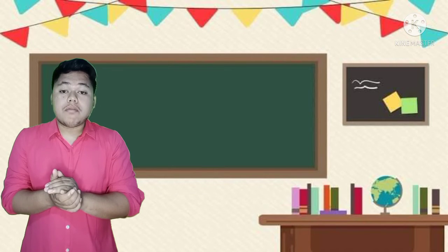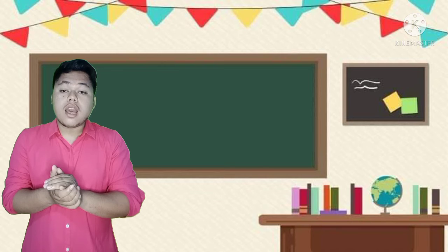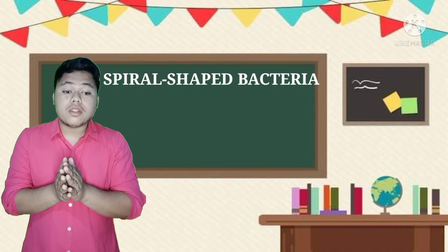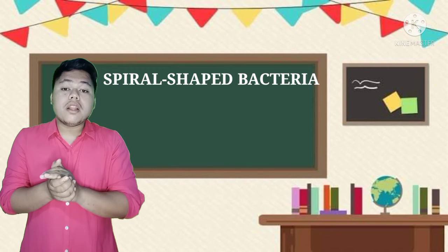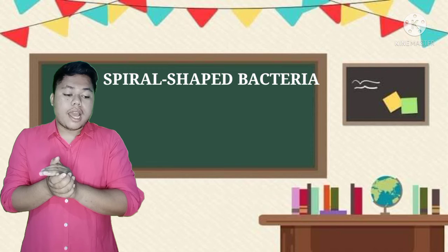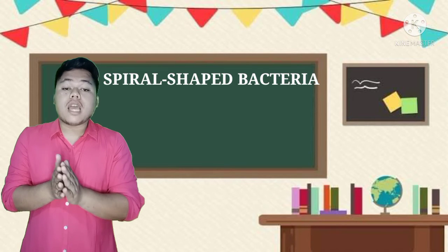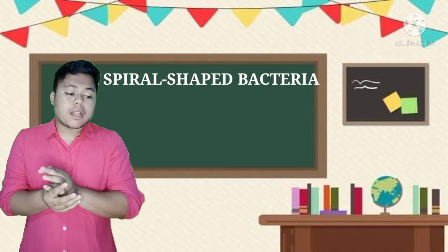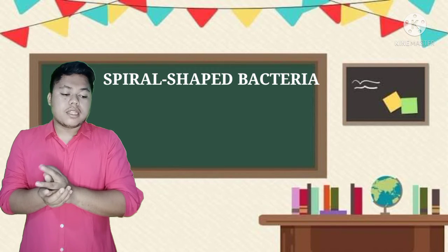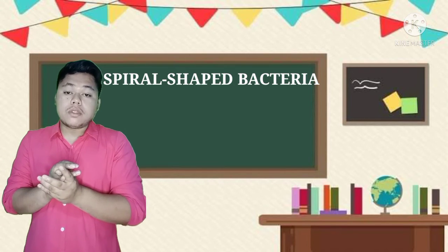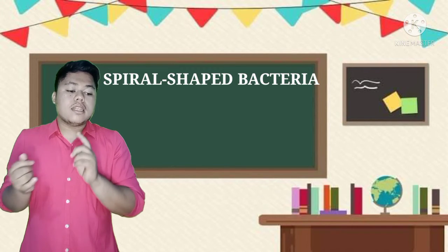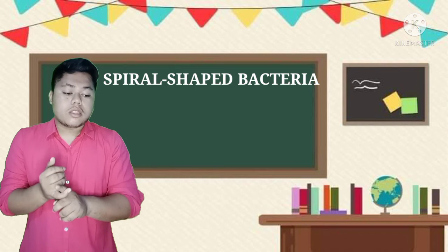The last shape of bacteria is the spiral-shaped bacteria. Spiral-shaped bacteria are primarily found in standing water. Sometimes spiral bacteria are carried by ticks. Very good. They typically appear in two main forms: long, rigid spirals and thin, flexible spirals.